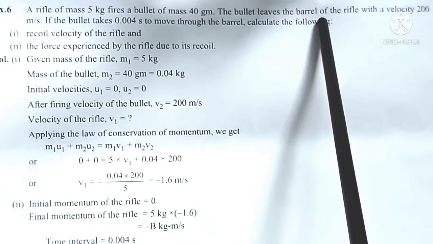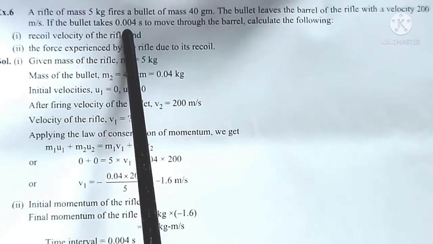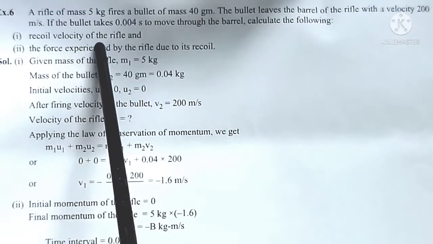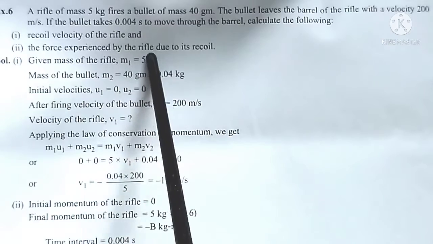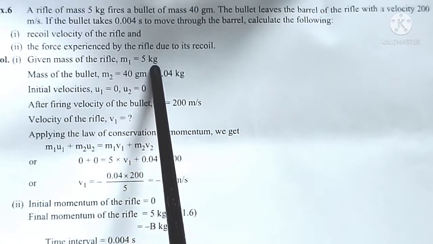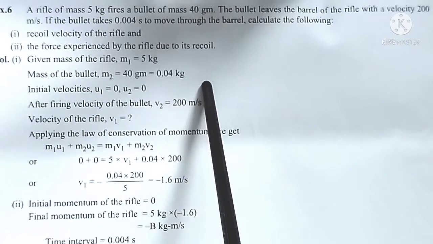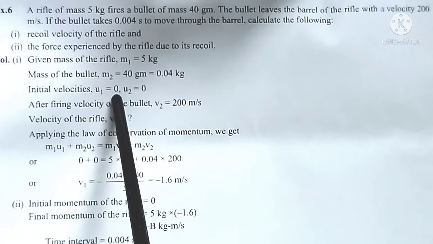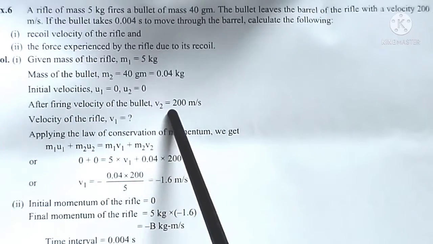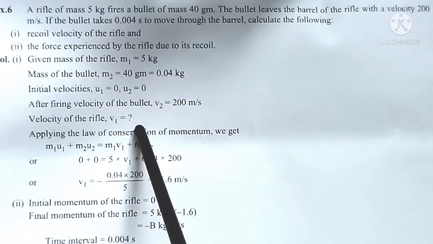The bullet leaves the barrel of the rifle with a velocity 200 meter per second. If the bullet takes 0.004 second to move through the barrel, calculate the following: recoil velocity of the rifle and the force experienced by the rifle due to its recoil. Solution: given mass of the rifle m1 is equal to 5 kg, mass of the bullet m2 is equal to 40 gram, that is 0.04 kg. Initial velocities u1 is equal to 0, u2 is equal to 0. After firing, velocity of the bullet v2 is equal to 200 meter per second. Velocity of the rifle v1 is equal to question mark.